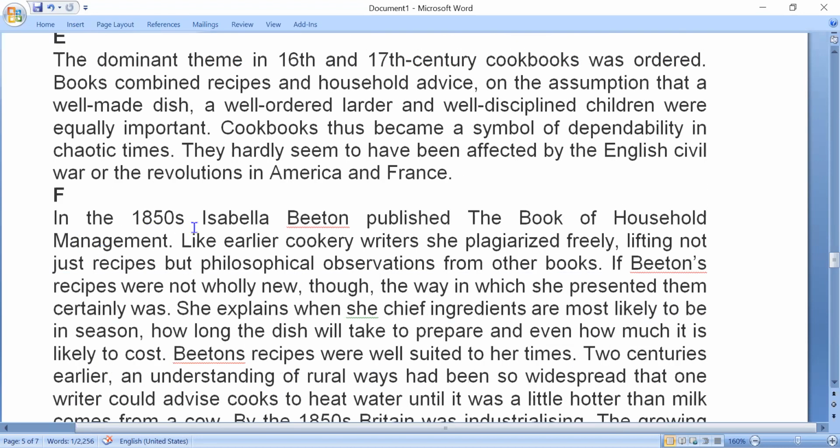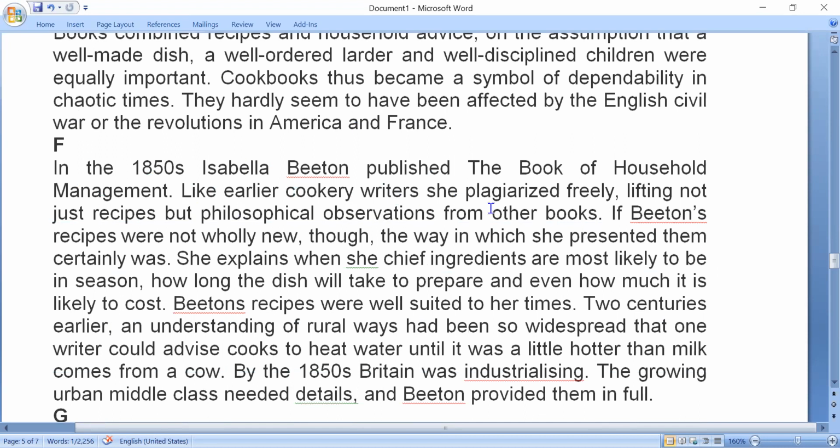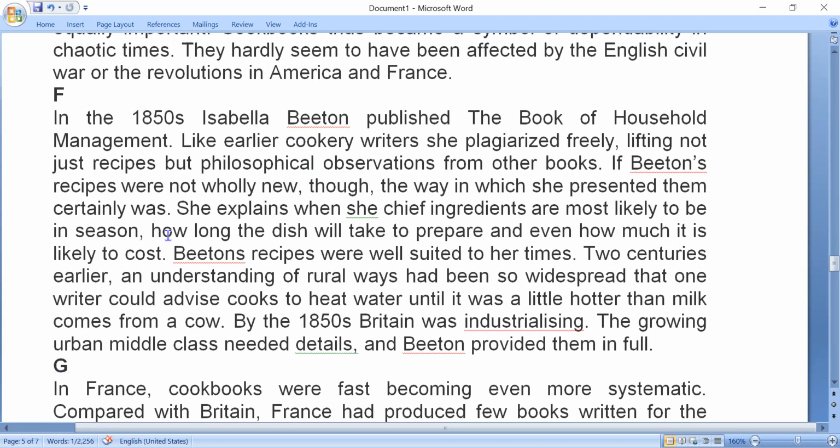In the 1850s, Isabella Beeton published the Book of Household Management. Like the earlier cookery writers, she plagiarized freely, lifting not just recipes but also philosophical observations from other books. If Beeton's recipes were not wholly new, the way she presented them certainly was. She explains when the chief ingredients are most likely to be in season, how long the dish will take to prepare, and even how much it is likely to cost.